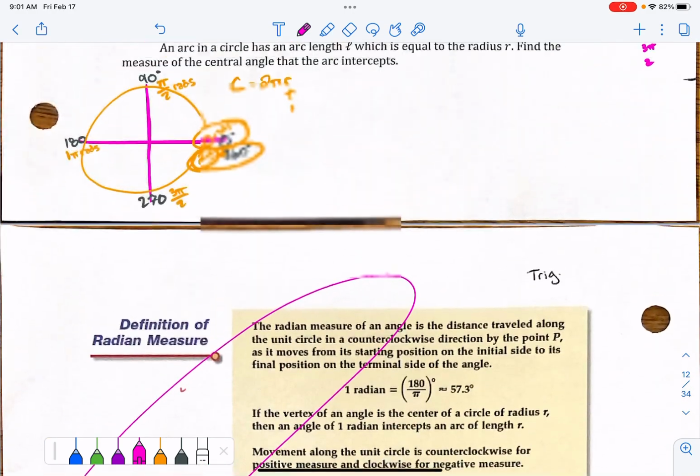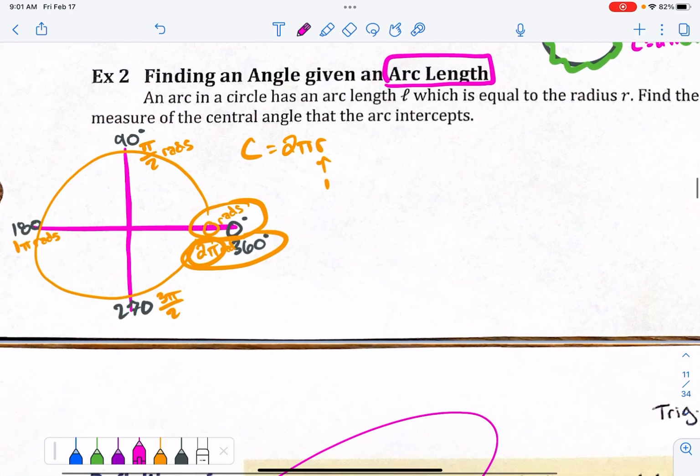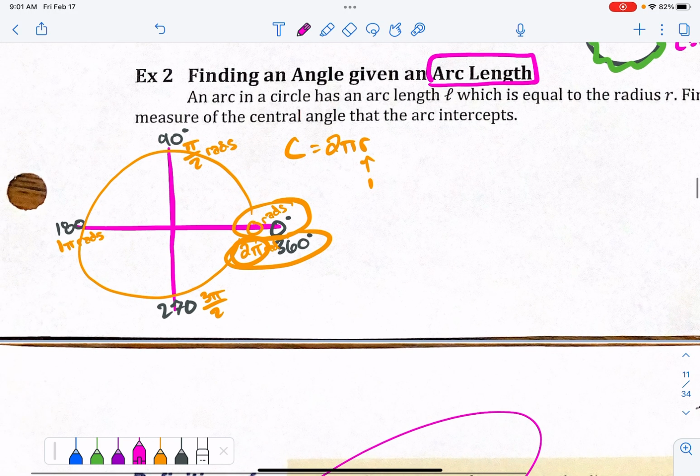All right, so go back to that example, and it says an arc in a circle has a length L, which is equal to the radius, okay? So what we're talking about when we say 1 radian, okay? If this length right here is 1, I want to go as far in the circle, this is a number of degrees, so that this distance is the same as this distance.